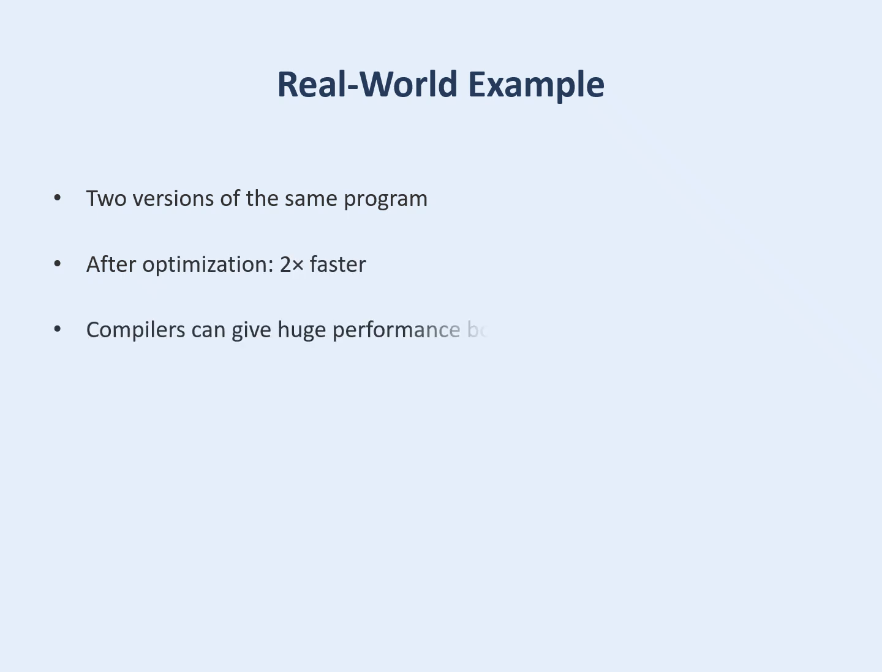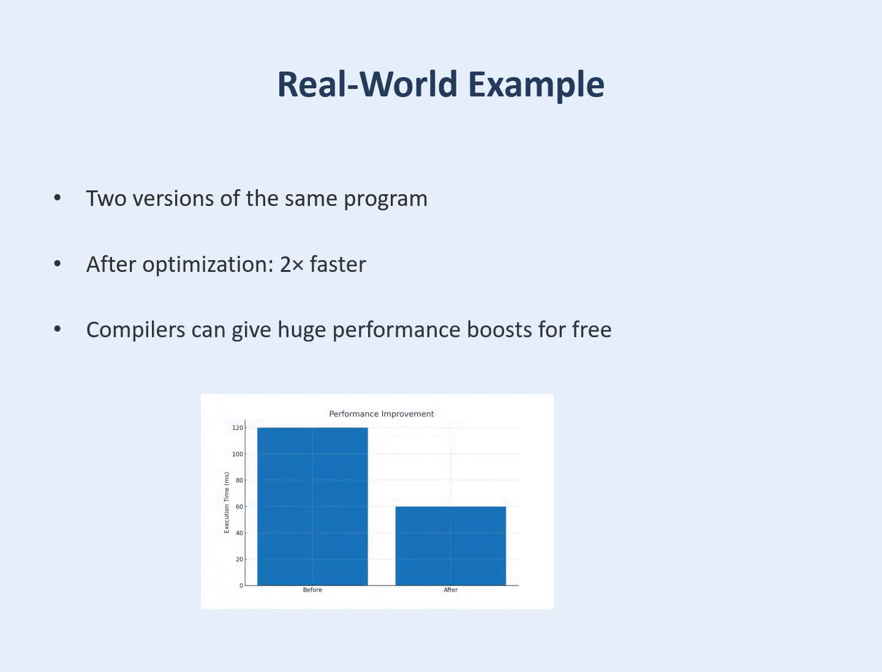So here's a real world case. We have two versions of the same program, one without optimization and one with compiler optimizations turned on. The optimized version runs twice as fast as the original. And here's the best part, the programmer didn't have to change a single line of code.